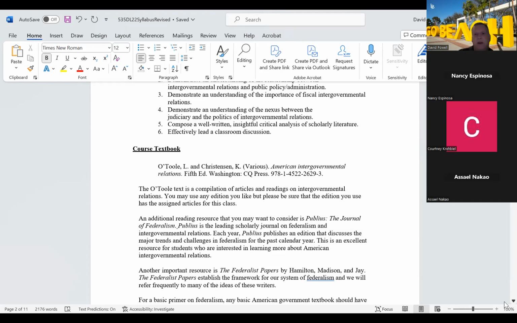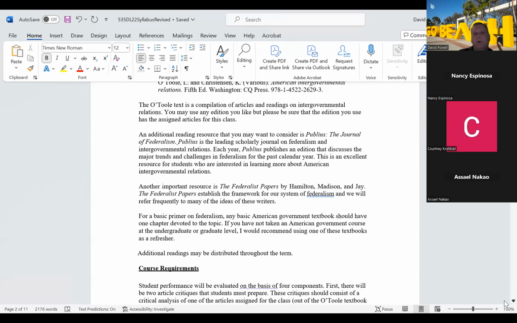And another very great thing about the Publius Journal is that every year they publish what they call the State of American Federalism. It's an article that looks at important issues in federalism over the past year. And so I've got a couple of those articles in our additional readings on the Canvas site. The newest one has just come out, and so I'll try and get my hands on that and add that to our Canvas site as well. It's a really good additional resource for you in addition to the O'Toole textbook and the articles that we have linked there on our Canvas site.